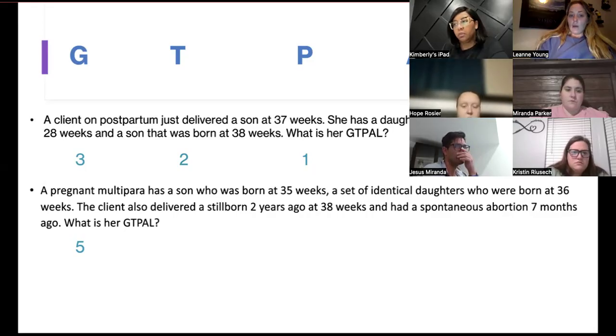Okay. She had a stillborn 2 years ago at 38 weeks. That's her 4th pregnancy. And then she had an abortion 7 months ago. So that's her 5th pregnancy. Okay. So don't let the twins thing confuse you, because twins are still only considered 1 pregnancy.